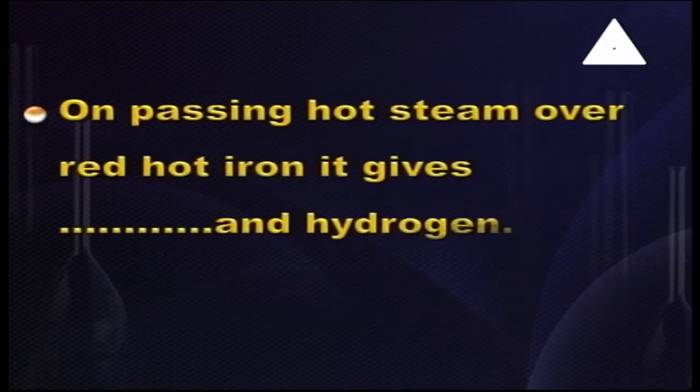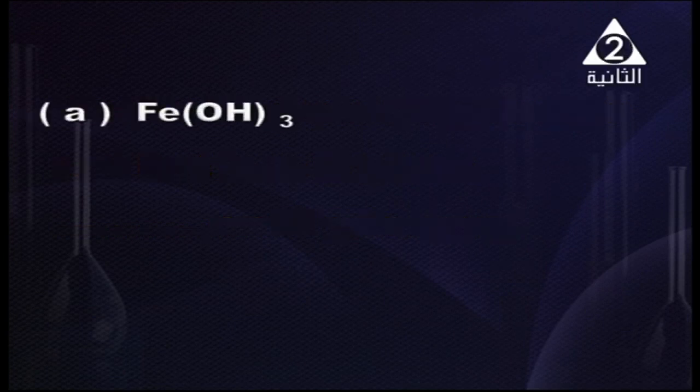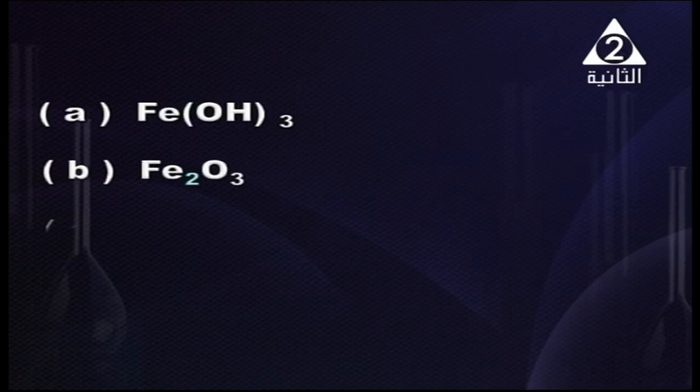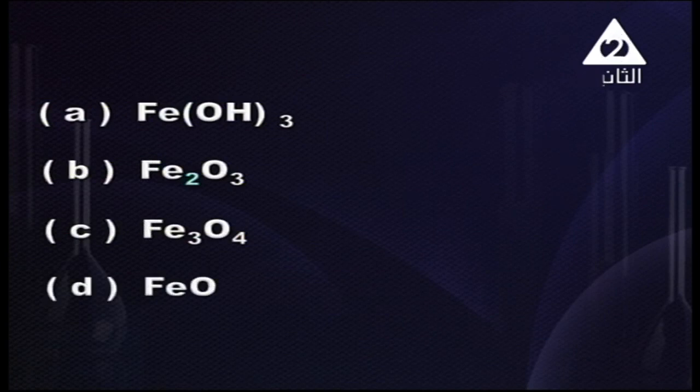Next point: on passing hot steam over red hot iron, it gives what and hydrogen gas? Iron 3 hydroxide, iron 3 oxide, magnetic iron oxide, or iron 2 oxide? If you think about it, my dear student, you will find that the answer will be magnetic iron oxide.